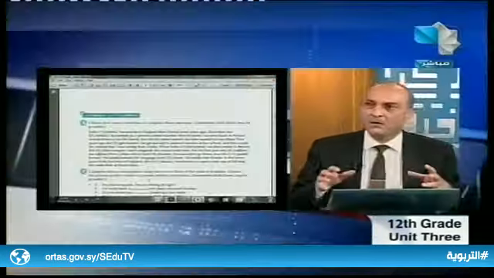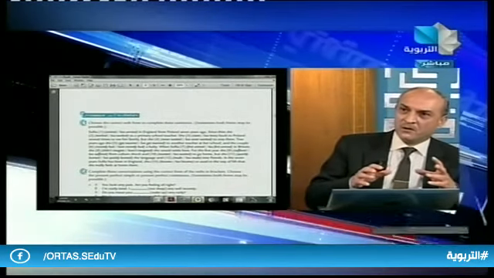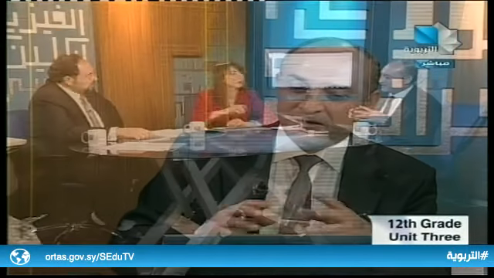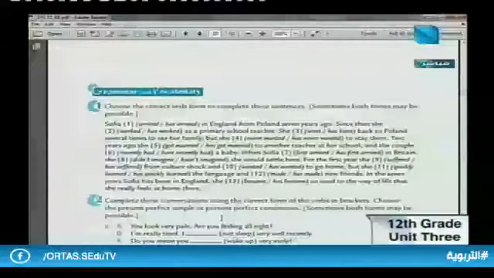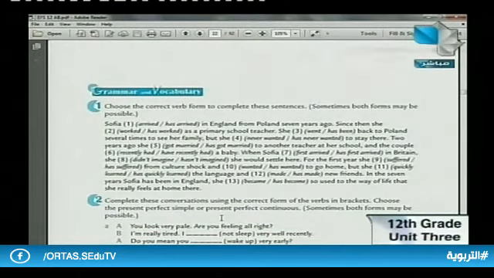Now, here we have, I think, another exercise at page 20. It practices both grammar and vocabulary. Exercise 1. Okay, Mr. Qutayba, please. Can you start the exercise? Choose the correct form to complete these sentences. Sometimes both forms may be accepted. Yes, sometimes both of them are possible. Of course, we are going to talk about them later.